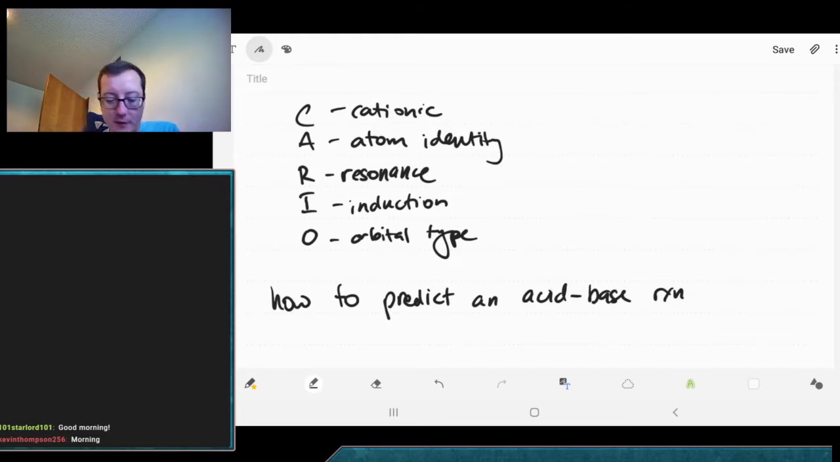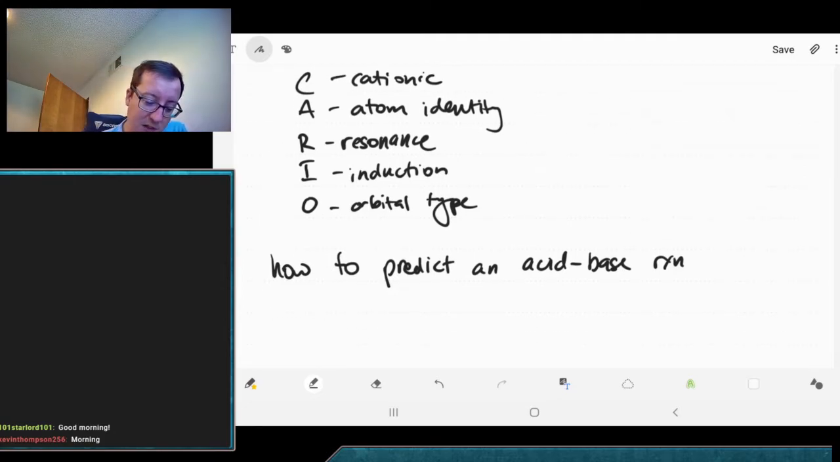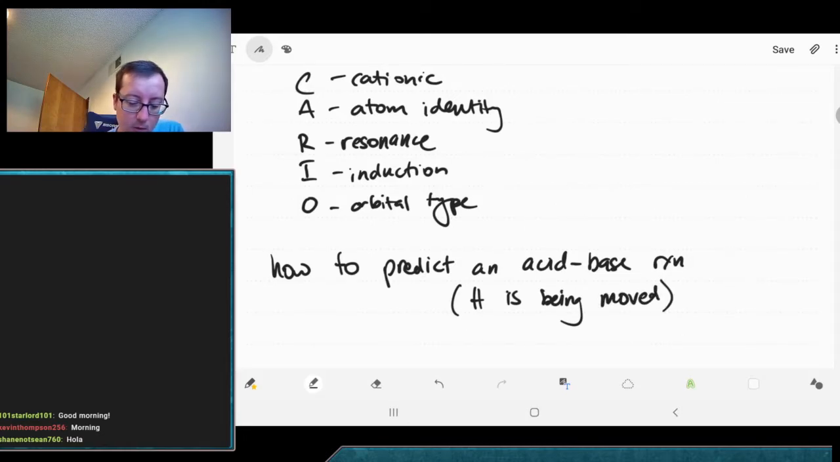It's going to be important that when we're having an acid-base reaction happen, remember that means an H is being transferred, essentially moved from one molecule to another. I hinted at this last time.